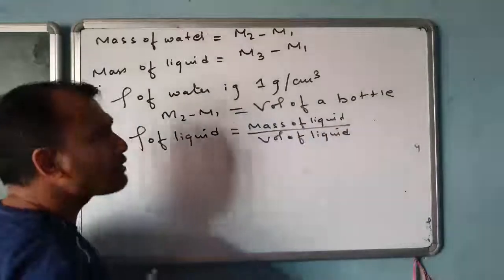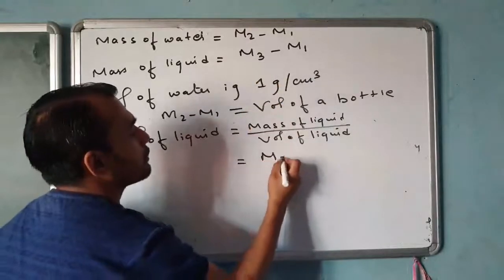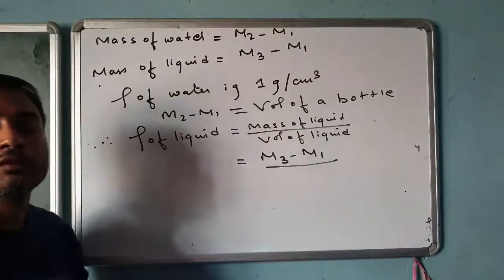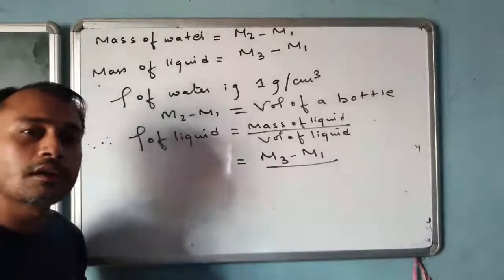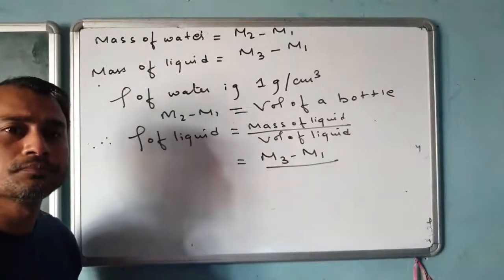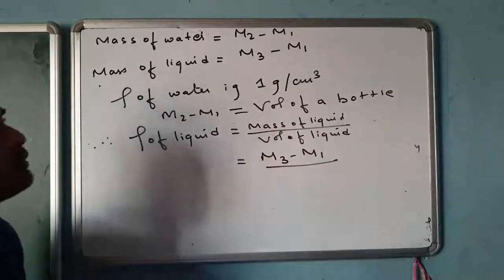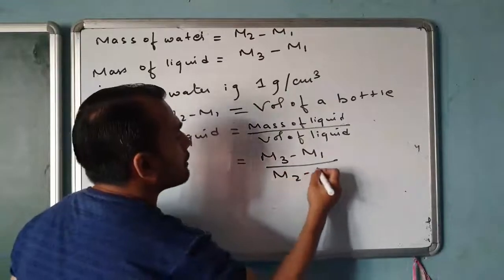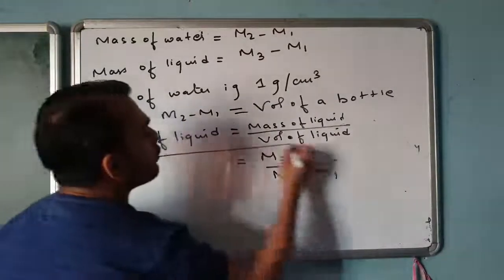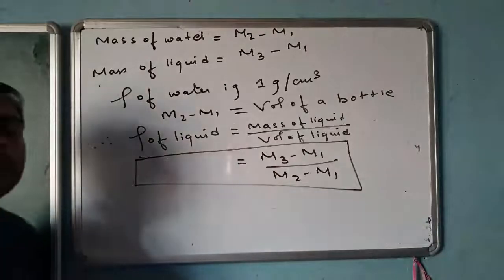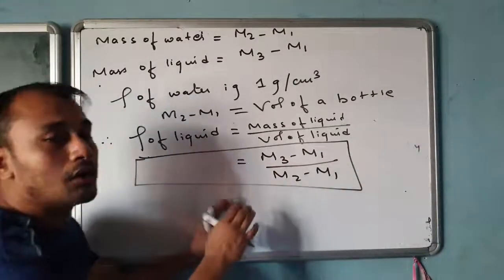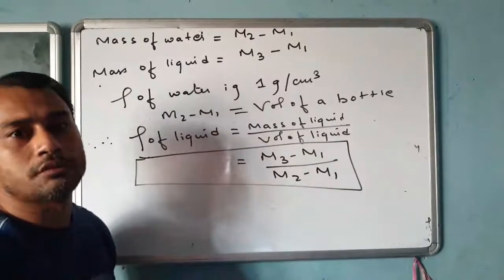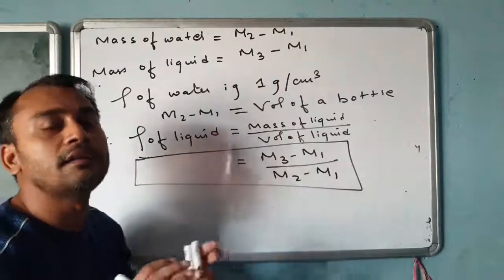So now, what is the mass of the liquid? The mass of the liquid is M3 minus M1. Now, what is the volume of the liquid? The volume of the liquid is equal to the volume of that container or the density bottle. And the volume of the density bottle is always equal to the mass of the water that is contained in that bottle. That will be M2 minus M1. So this way we can find out the density of any liquids, taking water as a reference liquid there. Because without water, we cannot find out the volume of that density bottle.